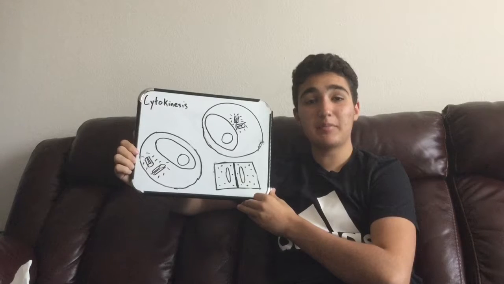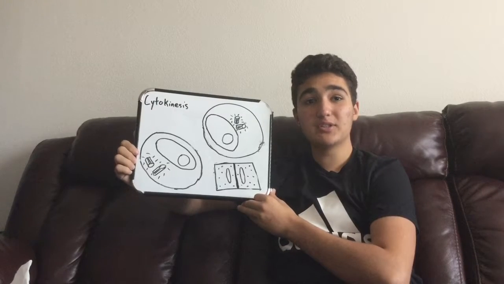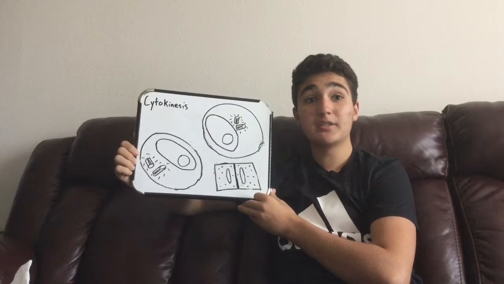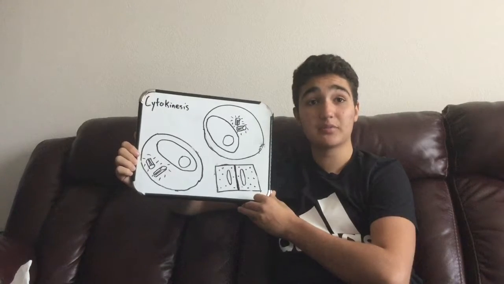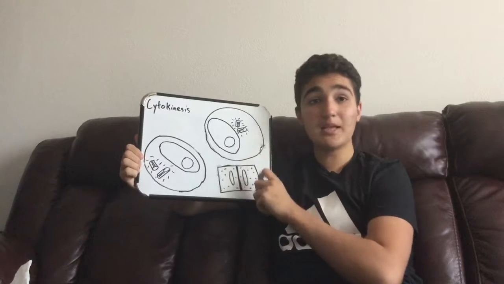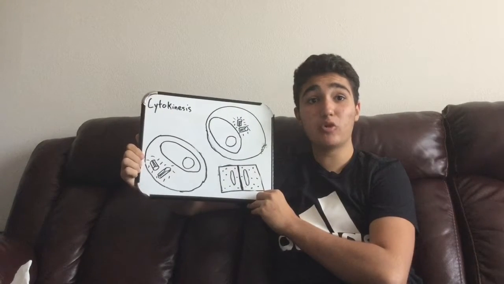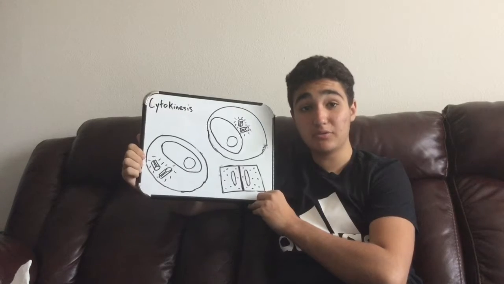Cytokinesis is the final step of cell division. It usually occurs during the same time as telophase. Cytokinesis is basically the separating of the cytoplasm, which results in two identical cells. In animals, the plasma membrane pinches together, forming a cleavage furrow. It keeps pinching until one big cell splits into two.